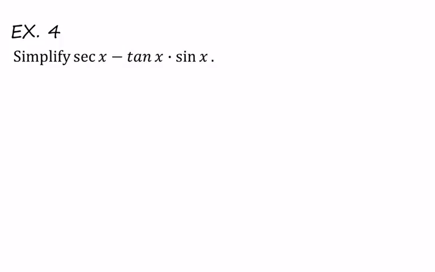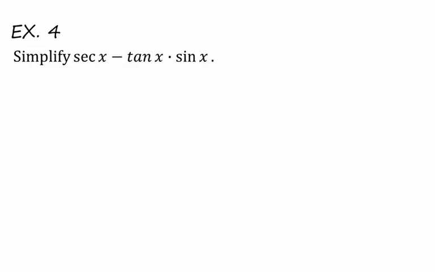Okay, example 4. We are going to simplify secant x minus tangent x times sine x. These last two problems are going to be very similar in that we're simplifying a trigonometric expression. Anytime you're simplifying these expressions, you need to try to get each of the terms into sines and cosines if possible. So we're going to use those basic trig identities, the reciprocal and quotient identities, to start with. Anytime you can get it down to sines and cosines, that's what you're trying to do.